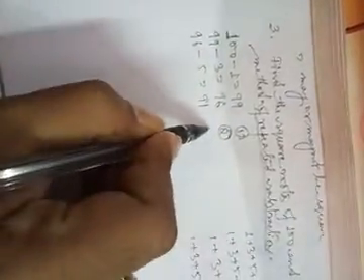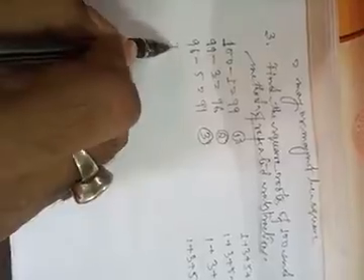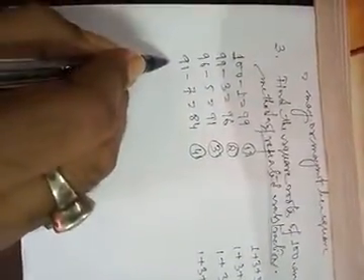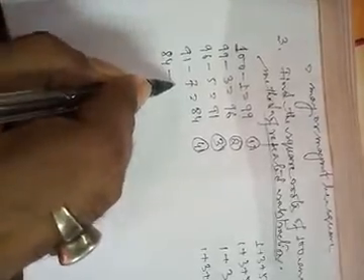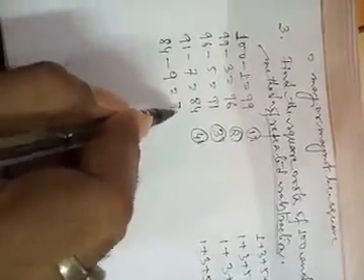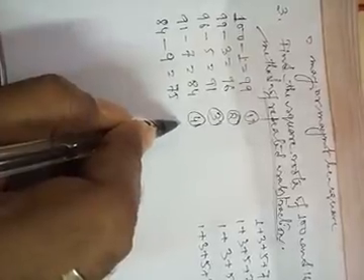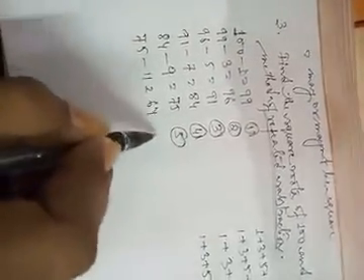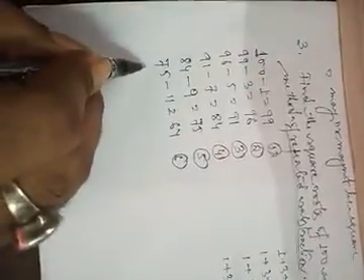Now it is step 2. Now 96 minus 5 is 91. That is step 3. Then 91 minus 7 is 84. Step 4. Then 84 minus 9 is 75. That is step 5. Then 75 minus 11 is 64. Step 6.